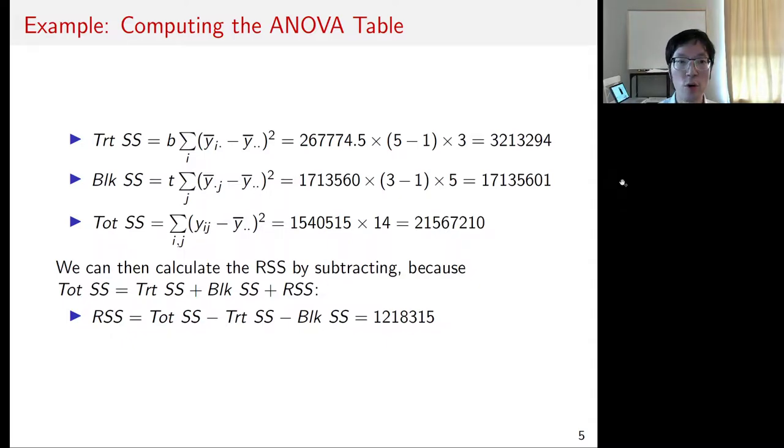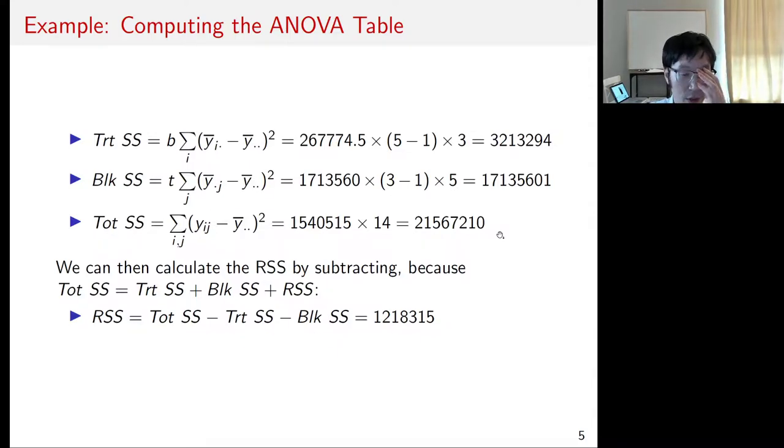All right, and then finally the total sum of squares, well, is related to the sample variance of the entire data set. Okay, so if we take this summation for the total sum of squares and divide it by n minus one, then that would be the variance of the entire sample. So we need to clear the denominator, so we multiply that sample variance by n minus one, which would be 14 in this case. So we take the variance of the 15 data points, multiply by 14, and that gives us the total sum of squares.